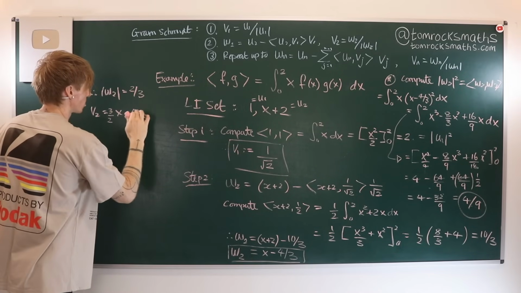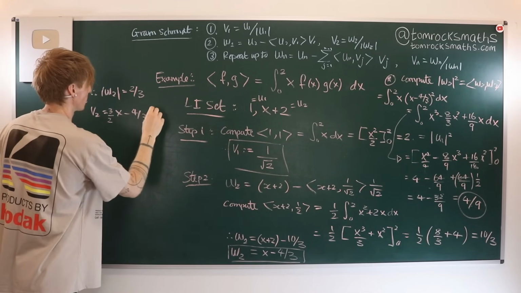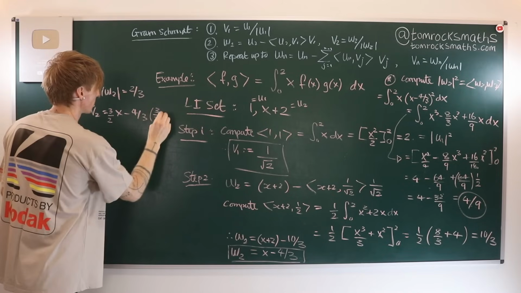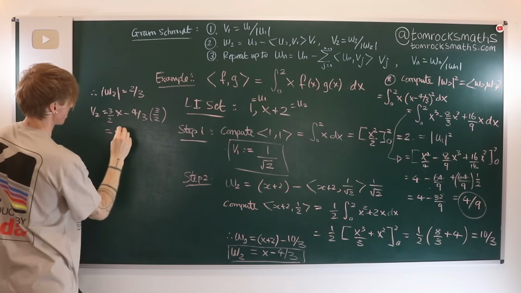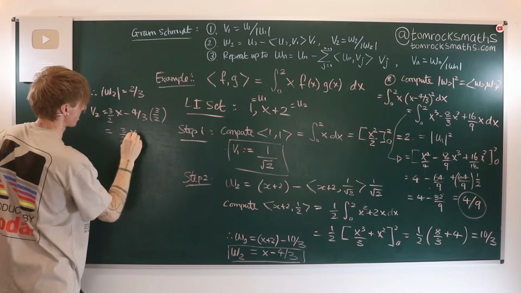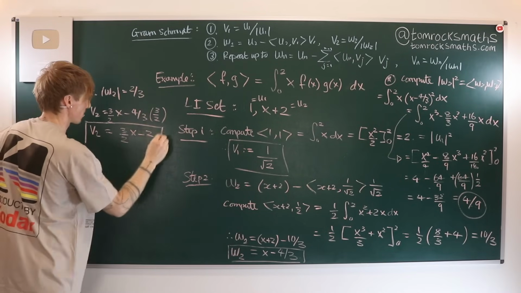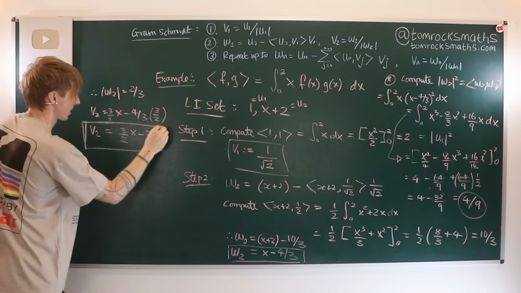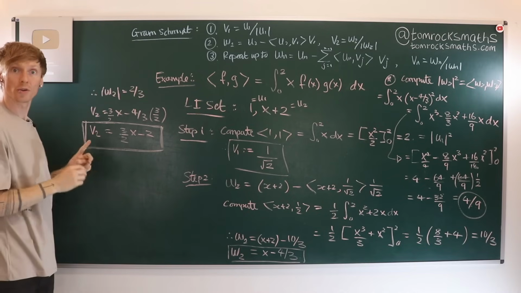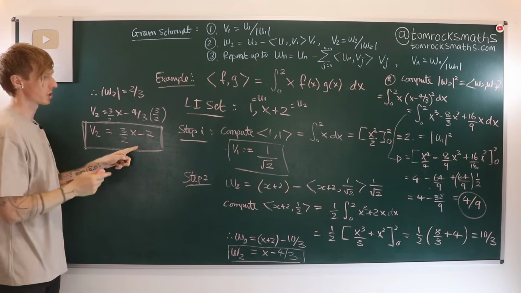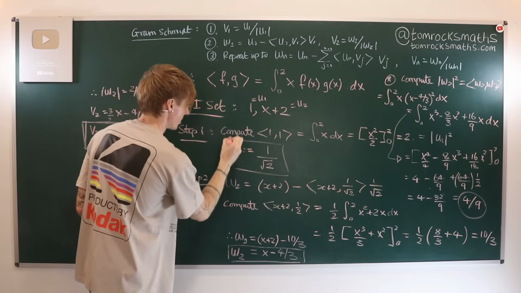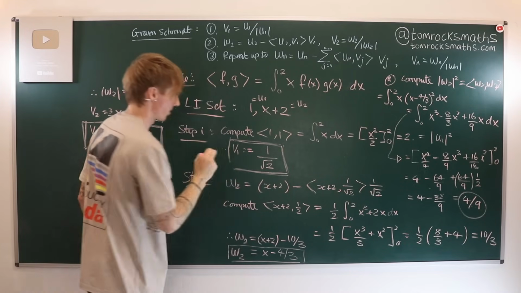So 3 over 2 gives me 4/3 times 3 over 2. So that's going to give me 3 over 2x minus 2. I believe is going to be my final answer. So I think my second orthonormal vector is 3 over 2x minus 2. My first one is 1 over root 2 over here.